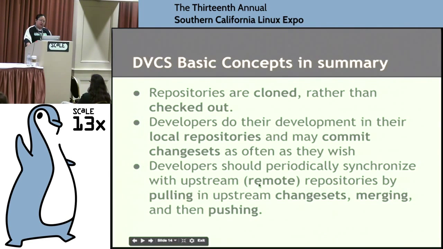So with the upstream or remote repositories, the general rule of thumb is that you try to pull in the new changes, you deal with the merges, and then you push it back out. That's how you do distributed version control.